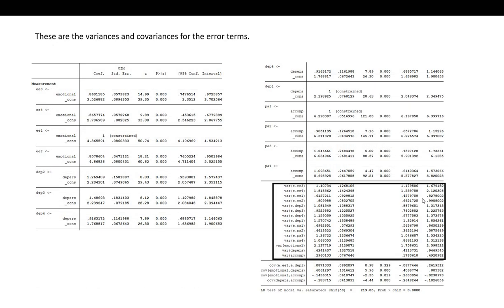You'll see in this box over here on the right that we have the variances for all of the error terms. So that's why it says VAR, and it's got EE3, EE4, and so forth. And then down here you've got the variance for the emotional exhaustion factor, the depersonalization factor, and the personal accomplishment factor.